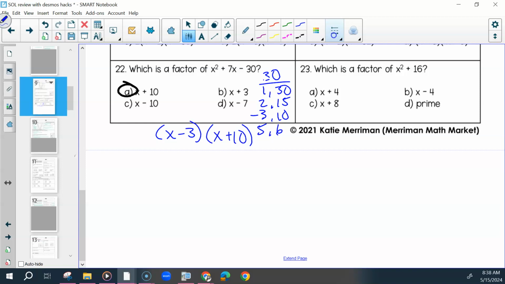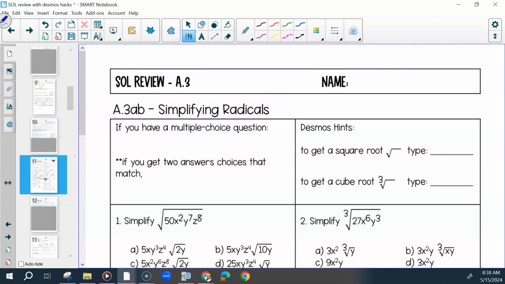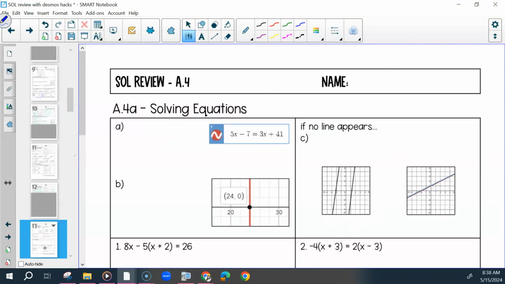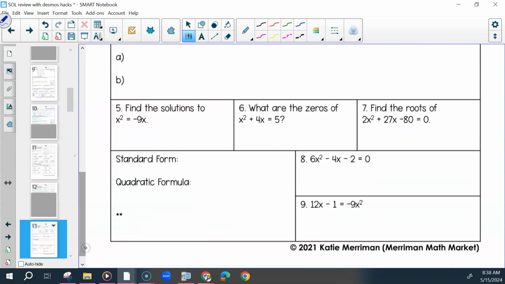Number 8. 8.4b, number 8 is in your quadratics. Number 8 and 9, it doesn't say this, but you're looking for the solutions or the roots, the zeros, the x-intercepts. So with any of those problems, you can put that directly into Desmos.